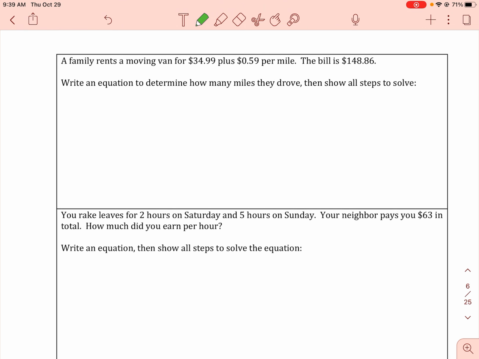Same process here. Family rents a moving van for $34.99, and then there's this tricky word plus. So we put that plus sign there, and we see this per mile. Remember, per mile tells us that the number in front goes in front of our variable, mile. And the bill is, in math, I gave it away there, is means equals 148.86. So now that we have our equation set up, it is time to solve.